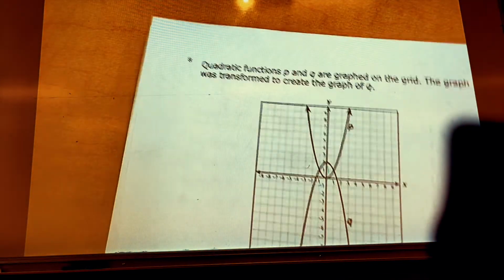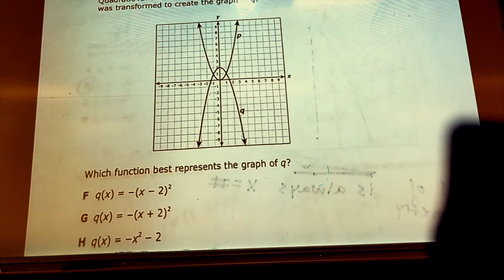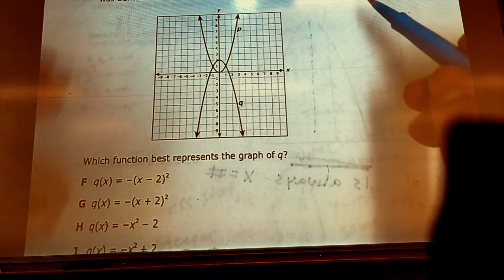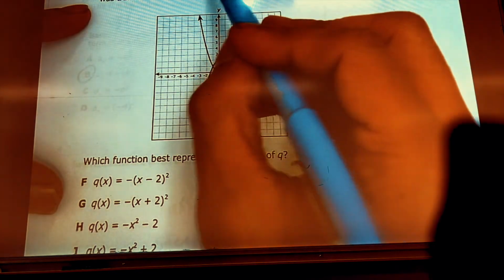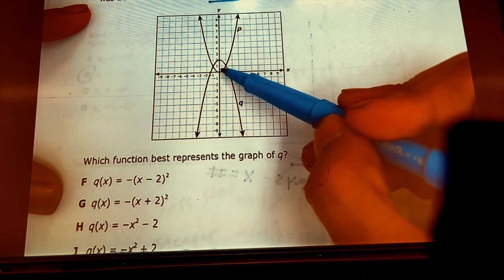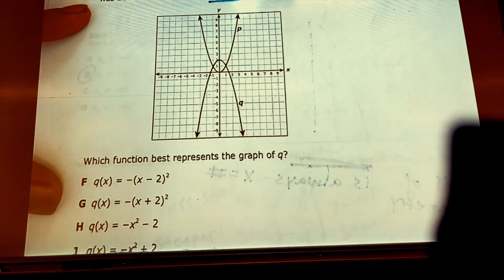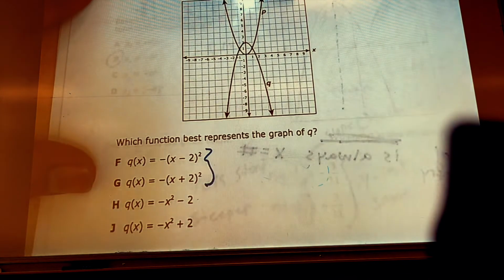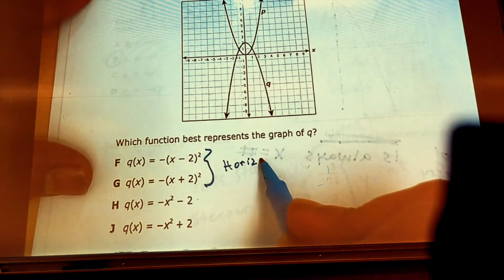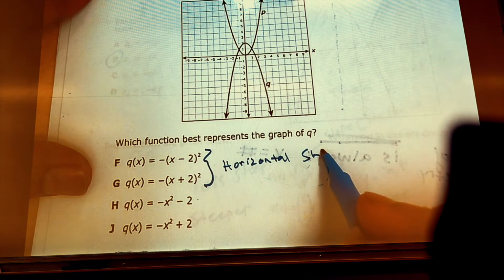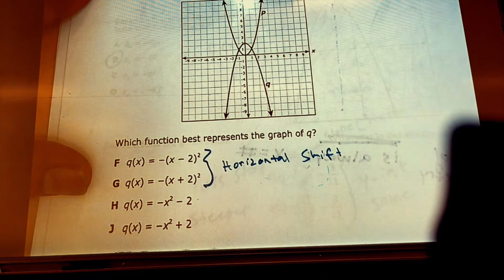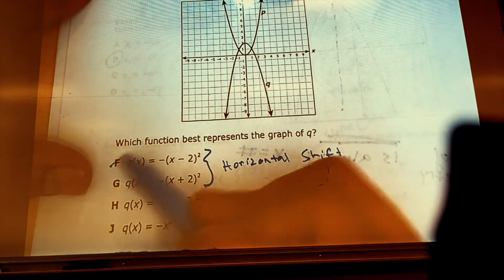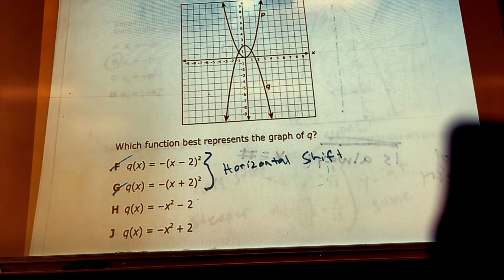Number 8. Okay, let's see, maybe this one got you. It wants you to compare the graph of P to the transformed graph Q. It started at P, which looks like the parent function, and then it ended up at Q. First of all, these two right here, since they're in parentheses like that, that's a horizontal shift. So forget about it. There was no horizontal shift going on there. If it's in parentheses, it's a horizontal shift. That did not happen.